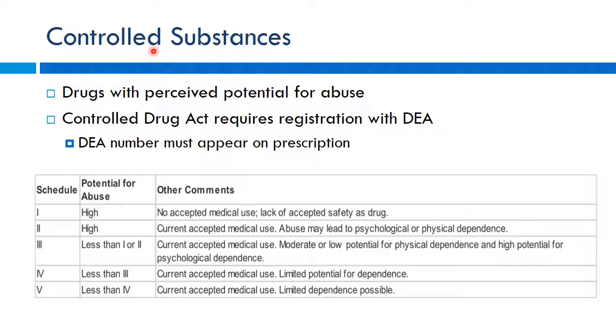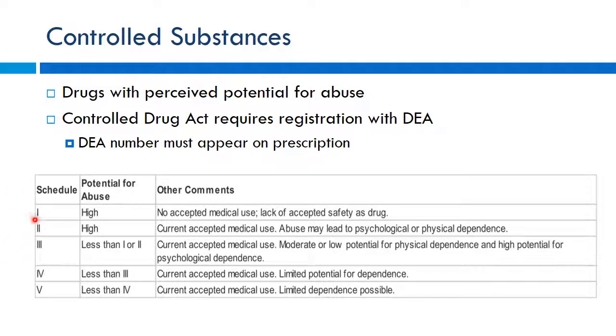But anyway, for controlled substances, these are drugs with a perceived potential for abuse, and this is all dictated by the DEA, or the Drug Enforcement Agency. And so we have the Controlled Drug Act that sets up what these different schedules are. For writing a controlled prescription, the DEA number for the prescriber has to be on there. That way we can back check it and make sure that it actually is appropriate.